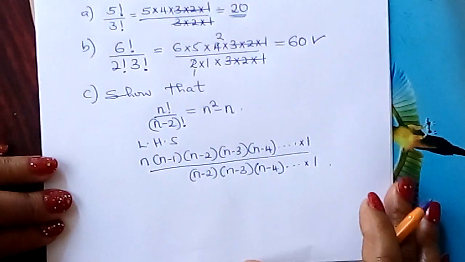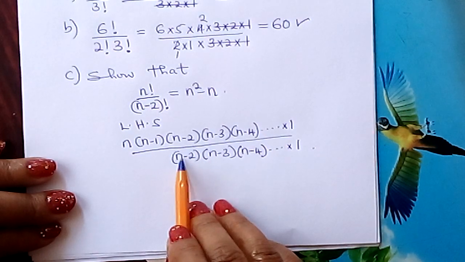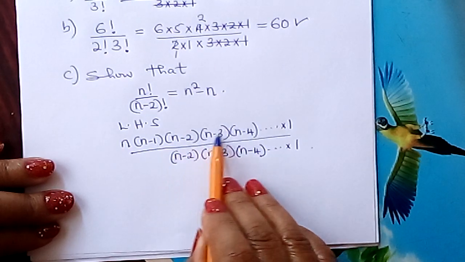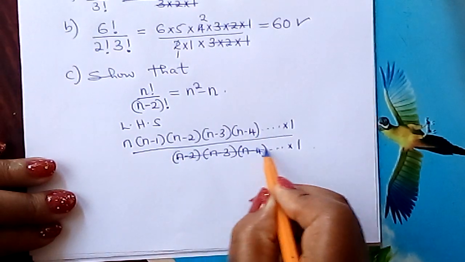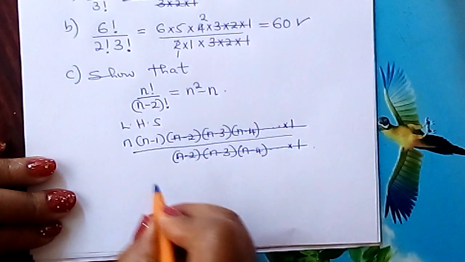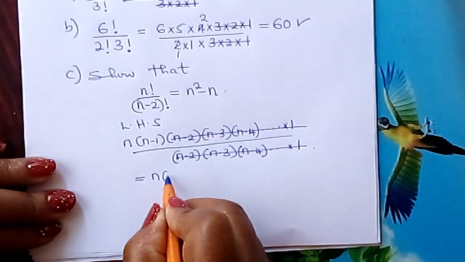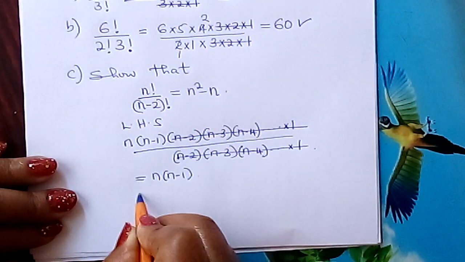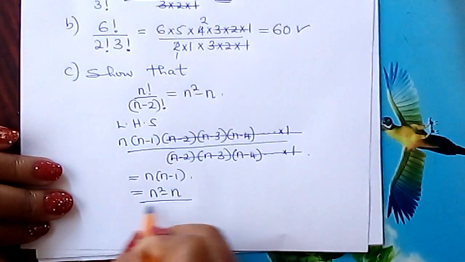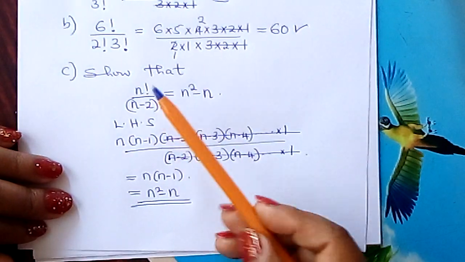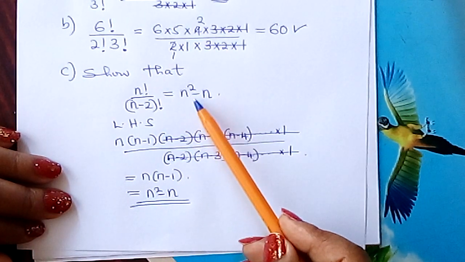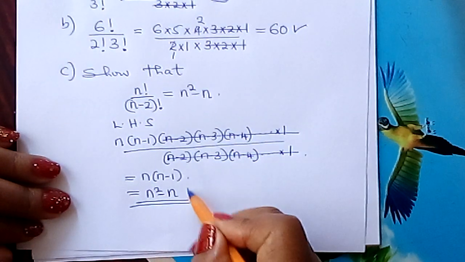So, learner, look at our numerator and the denominator. n minus 2 factorial will cancel out because it is also up here. So all this cancels out, and therefore you are left with n in bracket n minus 1, which gives you n squared minus n. Look at that, learner. We have shown that n factorial divided by n minus 2 factorial is equal to n squared minus n. And this is true.